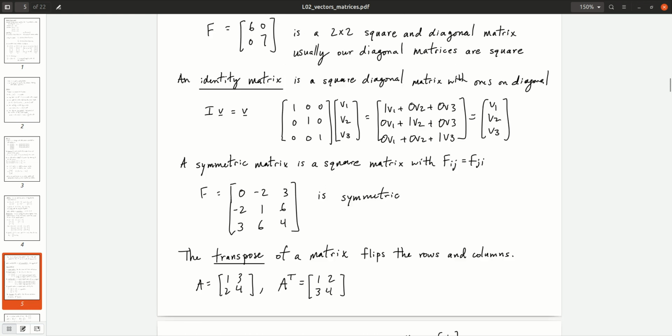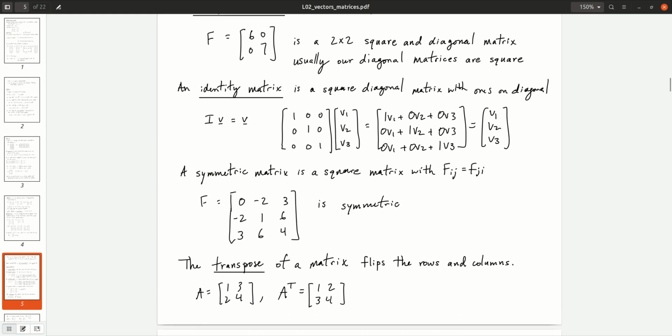The transpose of a matrix: if you take the transpose of a matrix, you just flip the rows with the columns. So if we have a matrix A, 1, 3, 2, 4, A transpose just means that you flip it across the diagonal. So the transpose of A is 1, 2, 3, 4. If you want a formal definition, this just means that the ij entry of A transpose is equal to Aji.